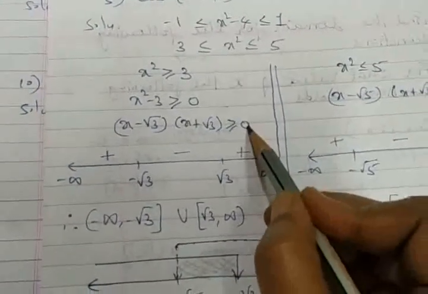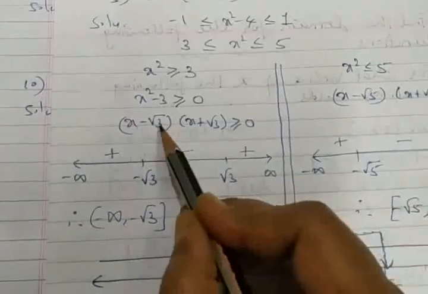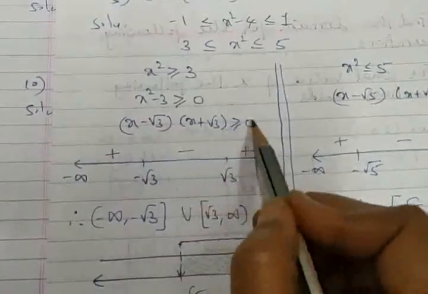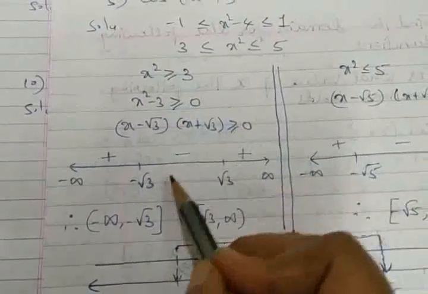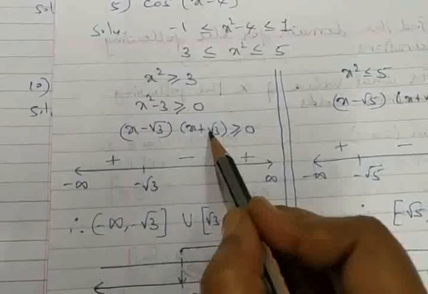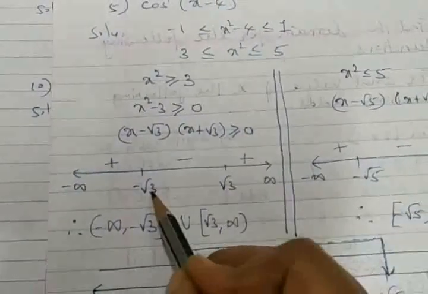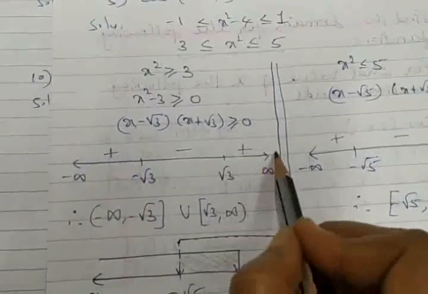For equal to 0, when I solve it, I'll be getting x minus root 3 is equal to 0. So x is equal to root 3, which I have taken here. Root 3 is one of the points. And this, if I solve it for equal to 0, I'll be getting minus root 3, which I have taken here. So the number line has been taken.